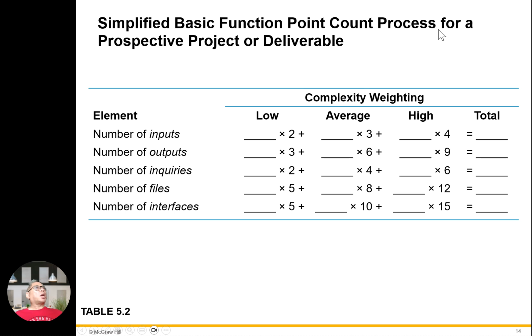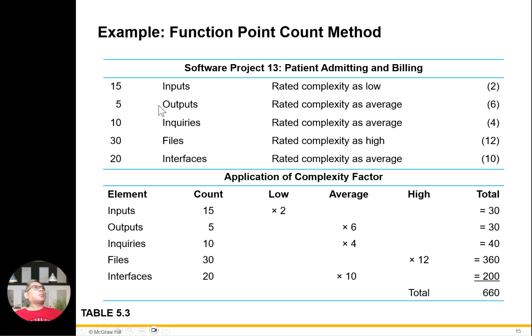Basic function point process. Example: complexity, number of inputs, outputs, inquiries, files, interfaces, from low, average to high, and total here. Example of the function point count method: 15 for inputs, 5 for outputs, 10 for inquiries, 10 for files, 20 for interfaces. So you put here inputs 15 times 2 for low, which is 30, outputs 5 times 6, 30 is coming from here. Inquiries 10 times 4 coming from here, 40. Files 10 times 12 here, and interfaces 20 times 10 here, total here. Okay, this is a function point cost system.